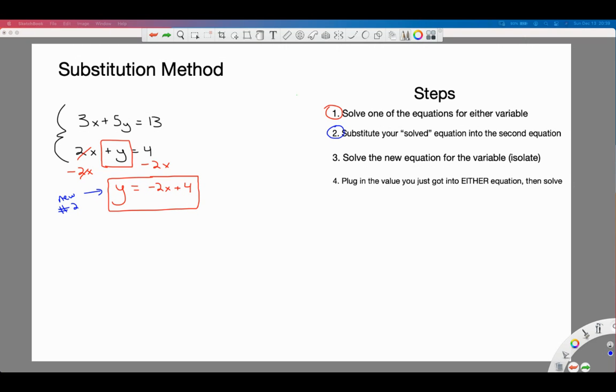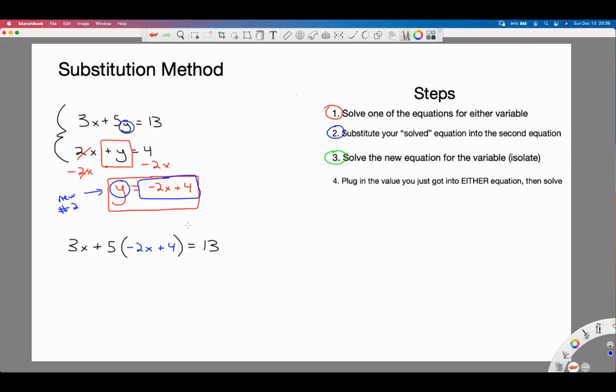So what that looks like, if we were to do so, is we take that negative 2x plus 4 and plug it in for the y. We'd end up with the equation of 3x plus 5. Now instead of plus 5y, we have plus 5 and then times this entire equation here. So times negative 2x plus 4. And then equals 13 still sticks as our second side of the equal sign here. So we have 3x plus 5 times negative 2x plus 4 equals 13 is our equation we're working with. And that brings us here to step 3.